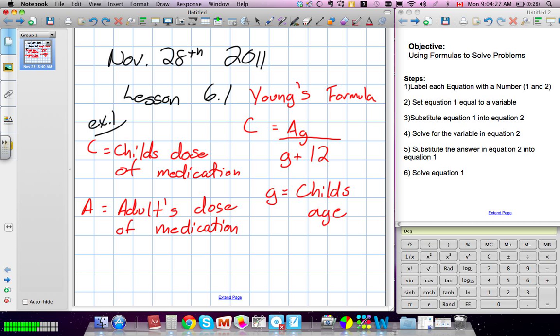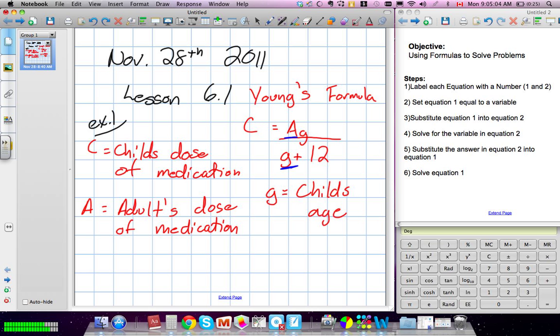Now, anytime we have a formula like this, where we have 3 different variables, it's important we label our variables, because they're going to give us values for them, and we're going to be able to solve for them. So C is a child's dose of medication. That's what C stands for. A is an adult's dose of medication, and G is a child's age. So the question asks to calculate a child's dose of medication, again, which is C, when an adult's dose, A, and a child's age, G, are known.